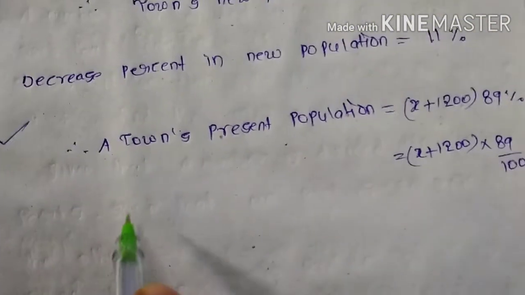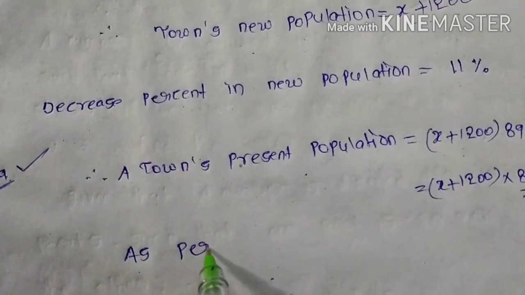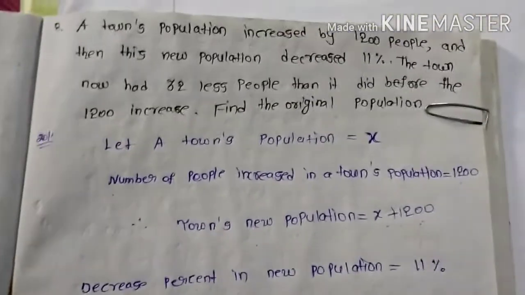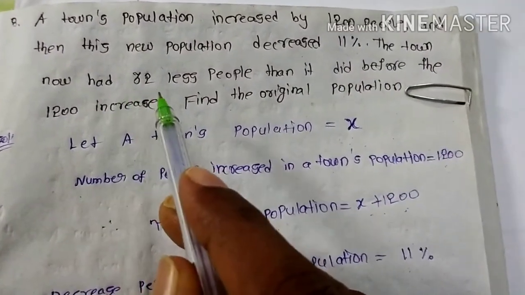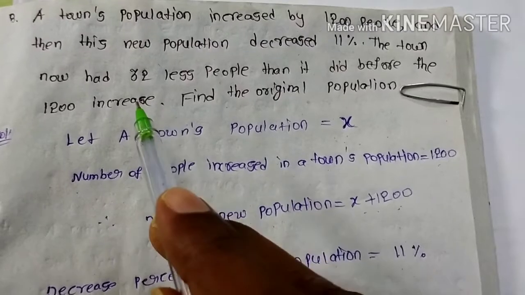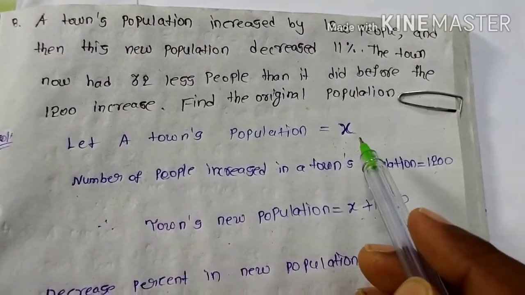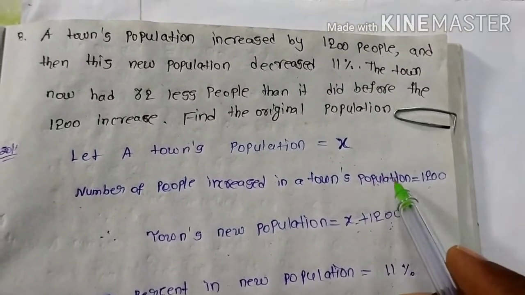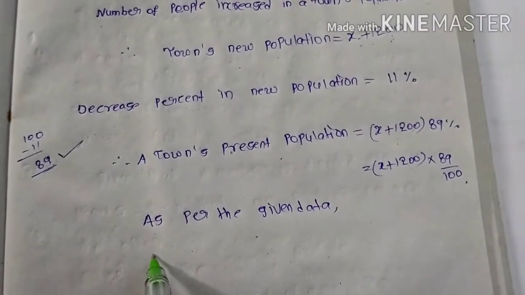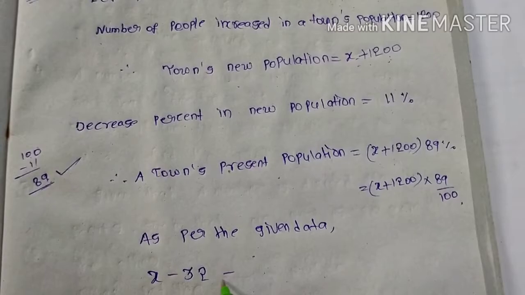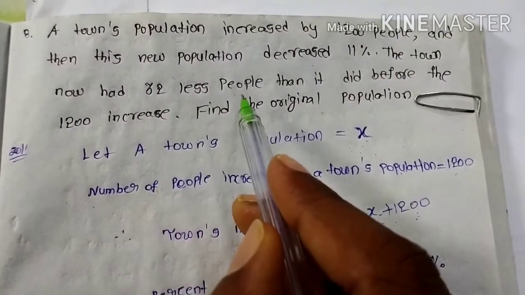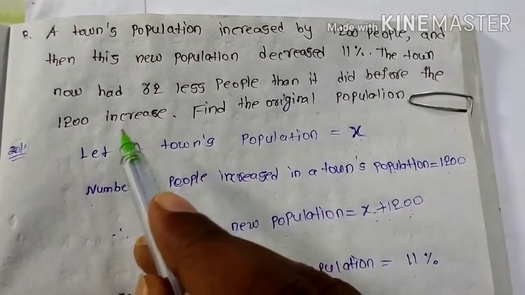Observe, as per the given problem: the town now had 32 less people than it did before the 1200 increase. Before the 1200 increase, the town population is x. After the population increase it is x plus 1200. So the town now had 32 less people means x minus 32.